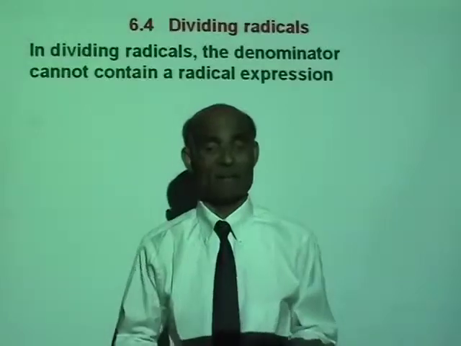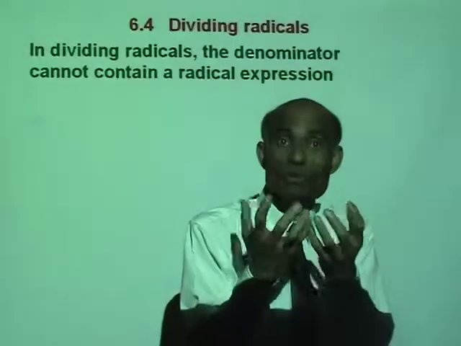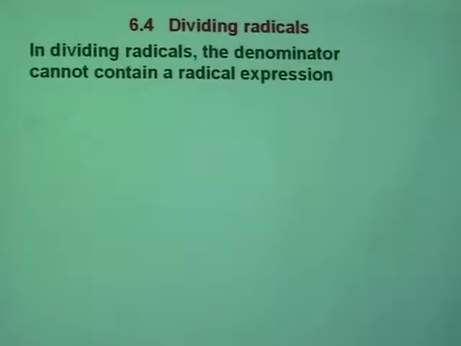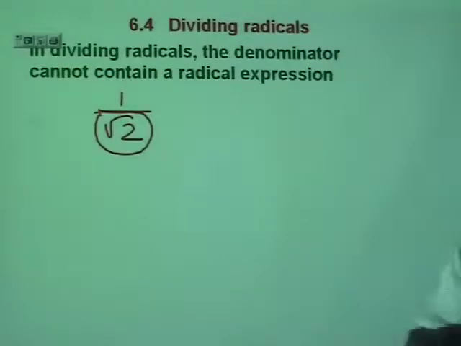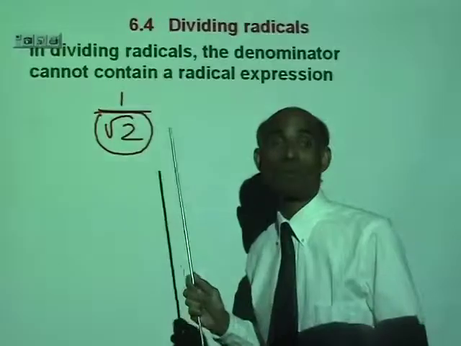Now, what does that mean? What that means is you cannot have a radical number on the denominator of an answer. For example, if you give me an answer like, say, 1 over square root 2, this is not acceptable because you have a radical number in the denominator. That is not allowed. Now, how do we remove the radical sign from the denominator?